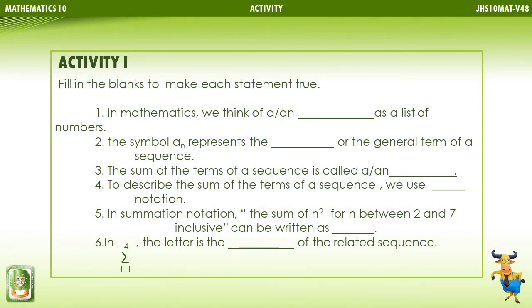Activity 1. Fill in the blanks to make each statement true. 1. In mathematics, we think of a sequence as a list of numbers. 2. The symbol a sub n represents the nth term, or the general term of a sequence. 3. The sum of the terms of a sequence is called a series. 4. To describe the sum of the terms of a sequence, we use the summation notation. 5. In summation notation, the sum of n squared for n between 2 and 7 inclusive can be written as blank. 6. In the summation from i equals 1 to 4, the letter is the blank of the related sequence.